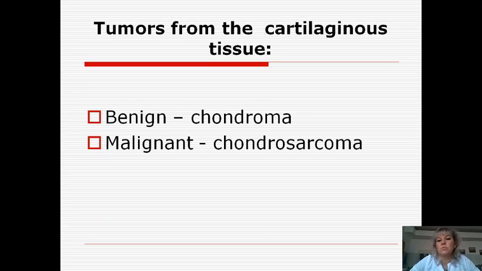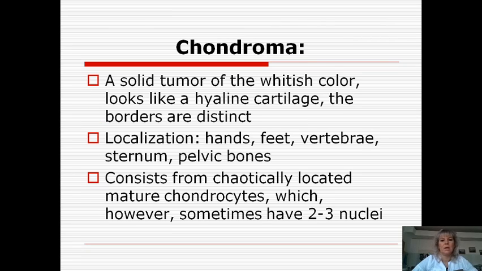The next, tumors from the cartilage tissue. Benign has the name chondroma, malignant chondrosarcoma. What about chondroma? A solid tumor of whitish color, looks like a hyaline cartilage. The borders are distinct. Localization: hands, feet, vertebrae, sternum, pelvic bones. Consists of chaotically located major chondrocytes, which, however, sometimes have 2-3 nuclei.